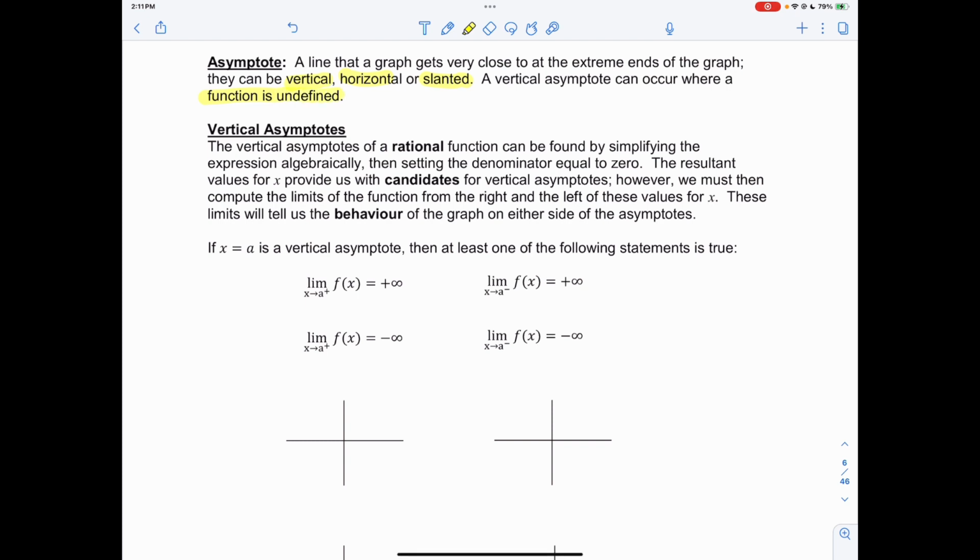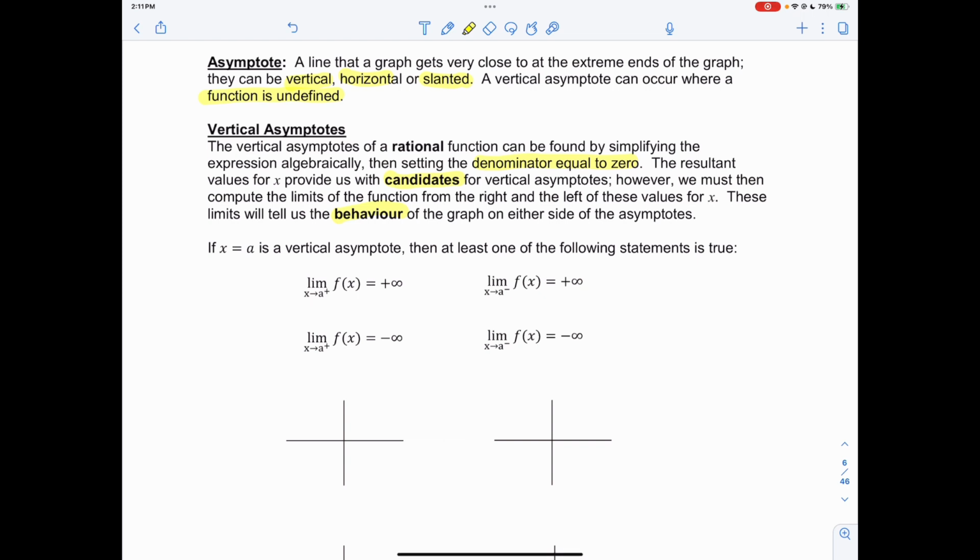For vertical asymptotes, the vertical asymptote of a rational function can be found by simplifying the expression algebraically, then setting the denominator equal to 0. The resultant values for x provide us with candidates for vertical asymptotes. So there are possible vertical asymptotes. However, we must then compute the limits of the function from the right and from the left for these x values. These limits will tell us the behavior of the graph on either side of the asymptote.